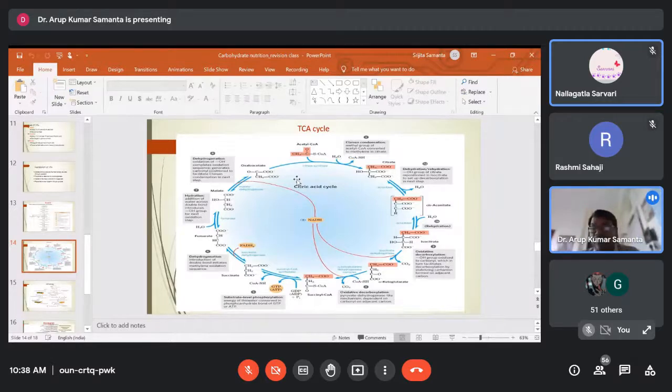Ultimately what will happen? There will be production of carbon dioxide, water, and 38 molecules of ATP. So you have to remember that 1 molecule of glucose will produce 38 molecules of ATP plus carbon dioxide and water. Other than the two important cycles which I have told, glycolysis and TCA cycle, glycolysis occurs in the cytoplasm and the TCA cycle, that is the Krebs cycle, is in the mitochondria. Now, other than that, one more metabolic pathway is also involved in the metabolism of glucose, that is the HMP, hexose monophosphate pathway.